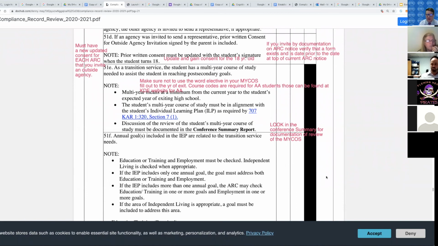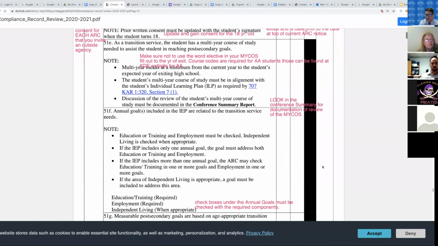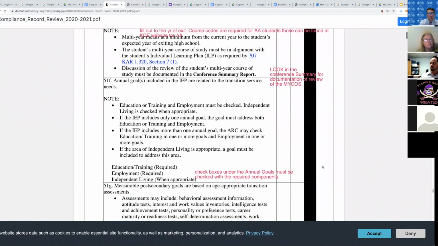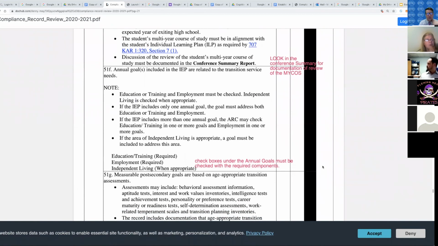These transition assessments need to be done yearly, and we need to be updating our present levels with information that comes from the ILP and from those transition assessments. So 51F, annual goal. That's a good point, though, that you made, Brandon, in that sometimes those unrealistic things are revealed, and then we have to turn that into a statement in a conference summary and explain it. So very, very good point. Annual goals included in the IEP are related to the transition services needs. Education, training, employment must be checked.